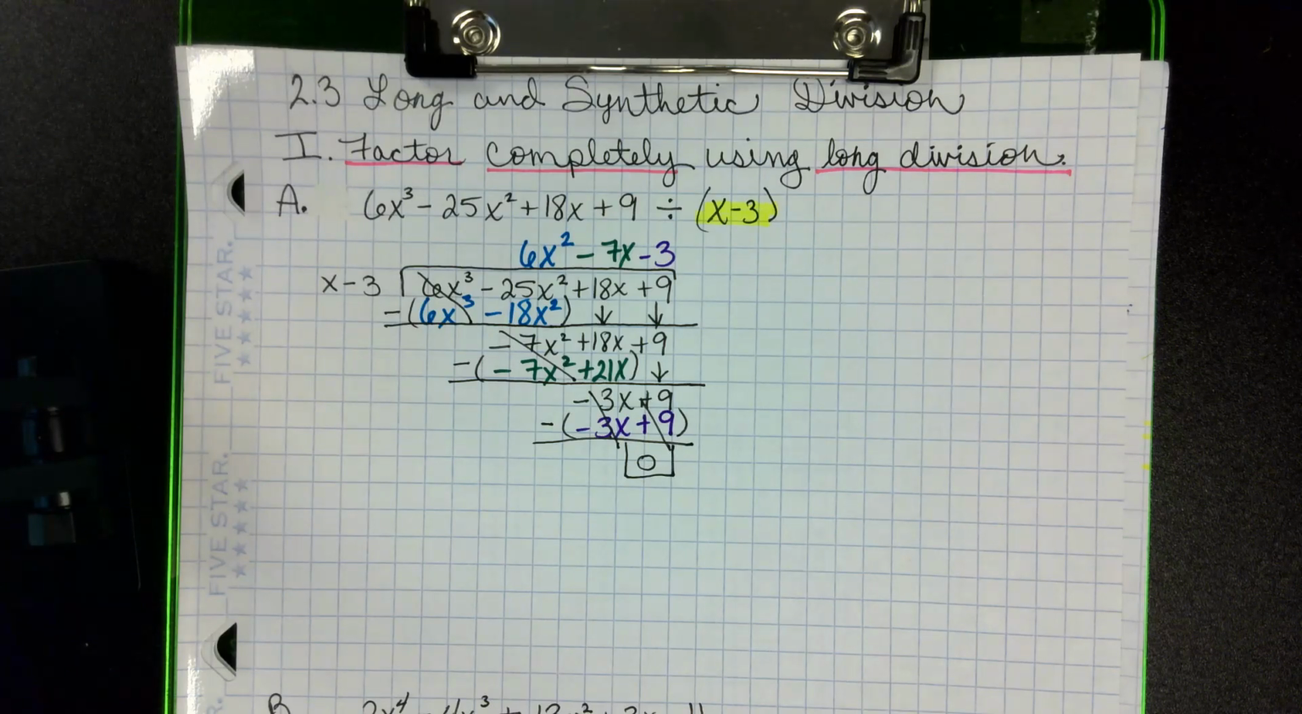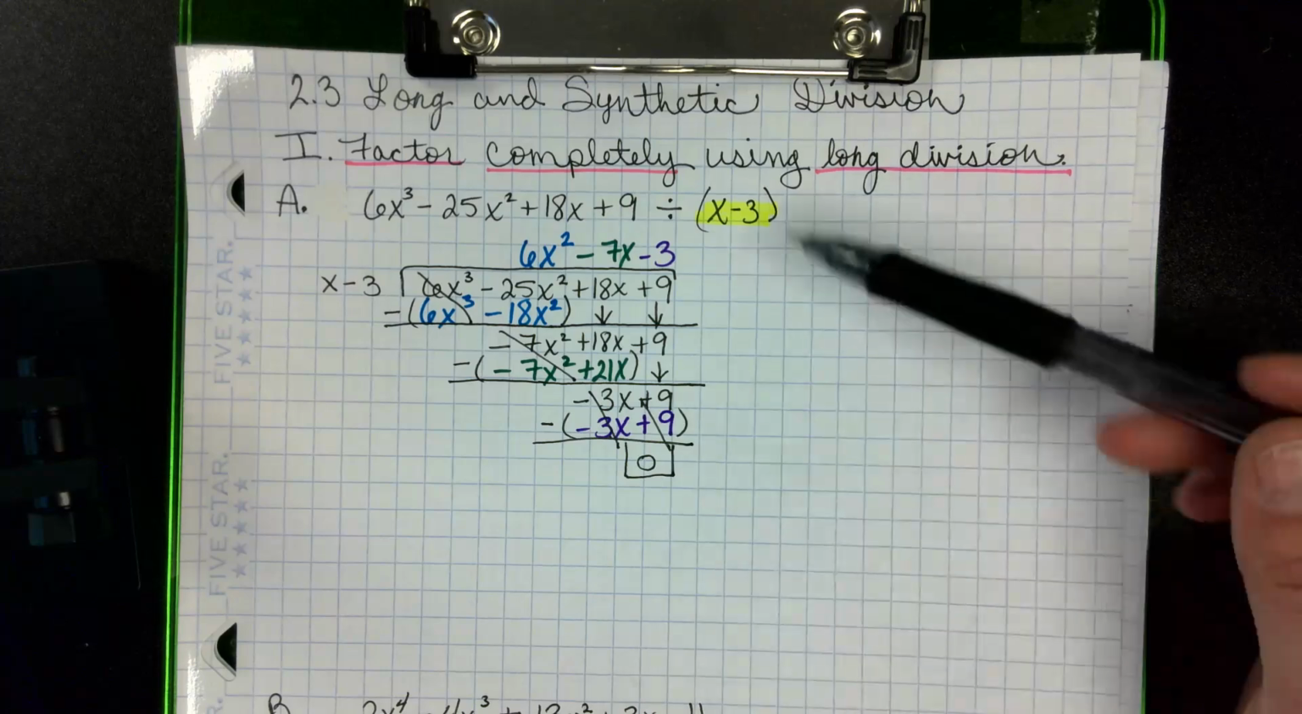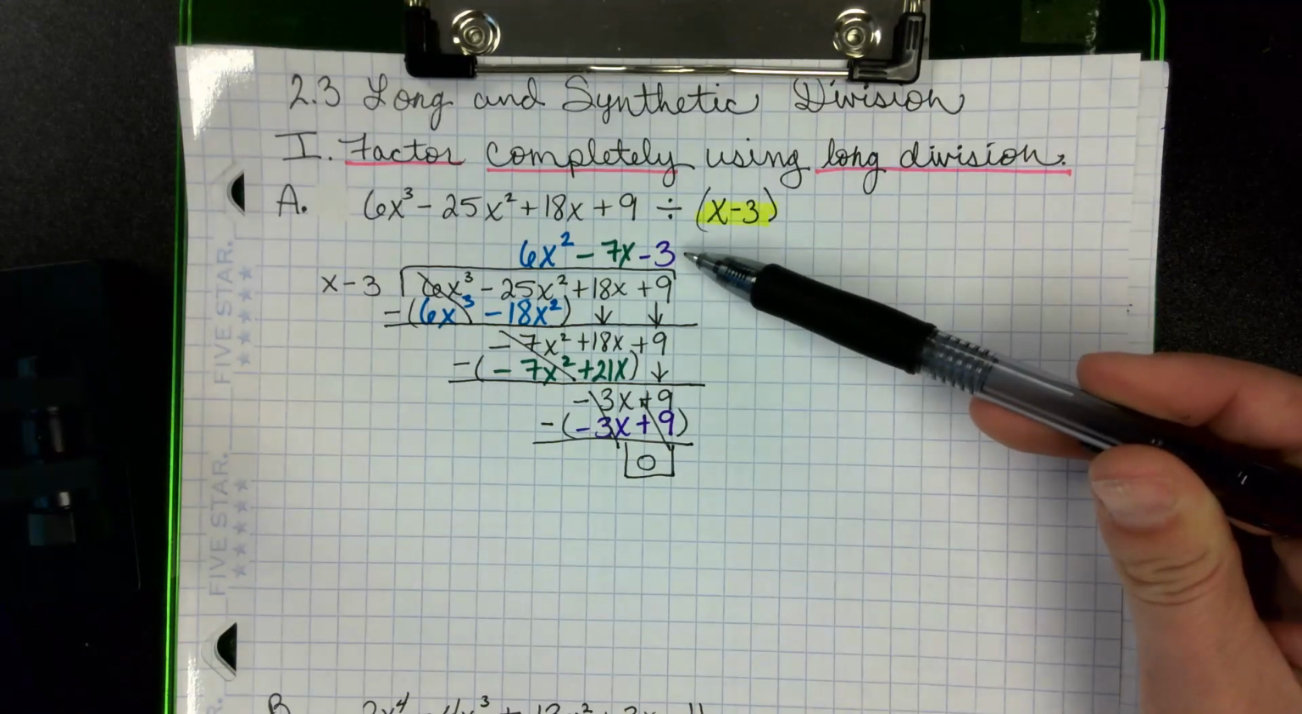All right, so again, look back at the instructions. It says factor completely using long division. Well, I used long division. I took the polynomial, I divided it by x minus 3, and the quotient is what's here on the top.